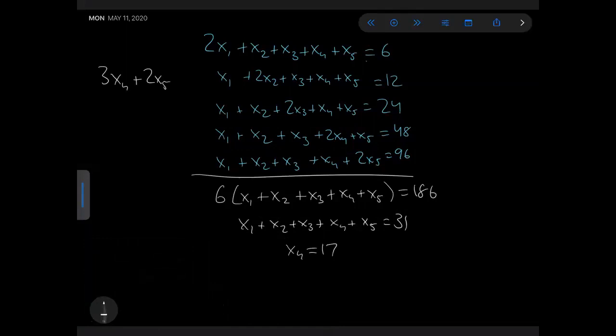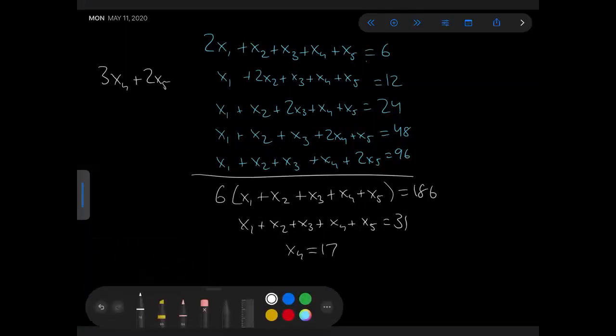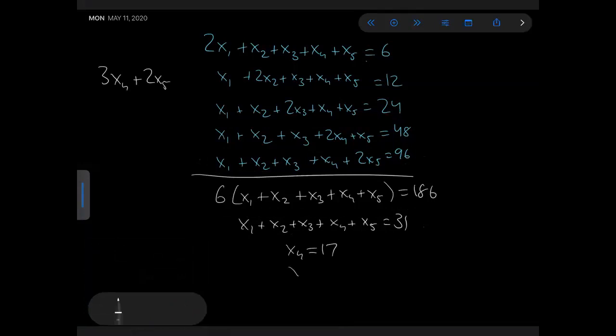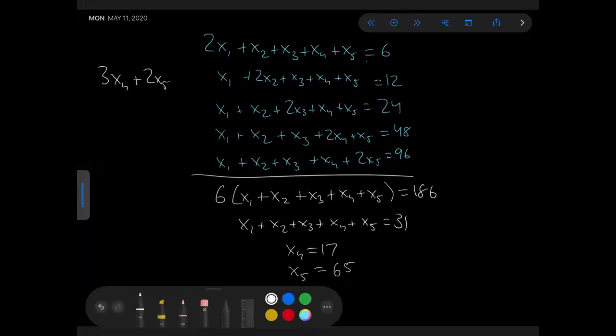Similarly, you can subtract this equation from this equation to find x5. And you're going to be left with x5 is equal to 65. So 3x4 plus 2x5, pretty straightforward. This is 51 plus 130, which is going to equal 181.